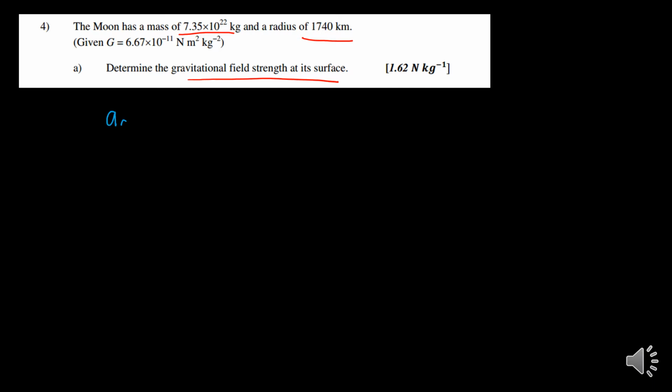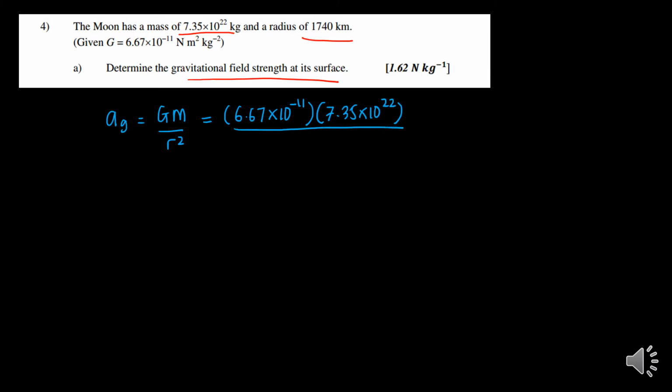Okay, so Ag is equal to GM over R squared. M is the point mass. G is 6.67 times 10 to the power of negative 11, times the mass 7.35 times 10 to the power of 22, and then divide by the radius, because the gravitational field is at its surface, which means the surface of the moon, 1740 times 10 to the power of 3. Then you will get the answer 1.62 N kg^-1. Okay, so next.